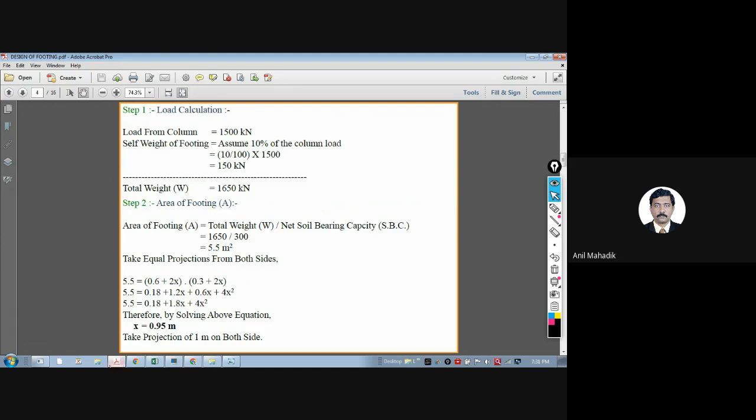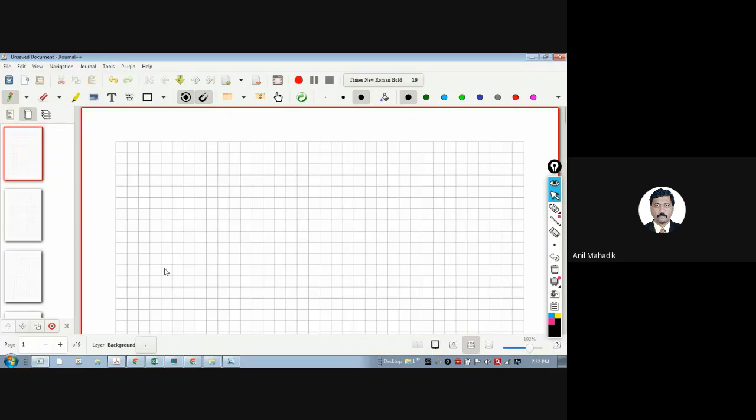Okay, so before that, let's see some concepts. I think many concepts are clear to all of you, but still, let's go ahead. Let's say we have one column and the column is resting on a footing. All of you know that. So can anybody tell me why footings are provided? What is the purpose of footing? Yes, to transfer the load from superstructure to the hard strata.